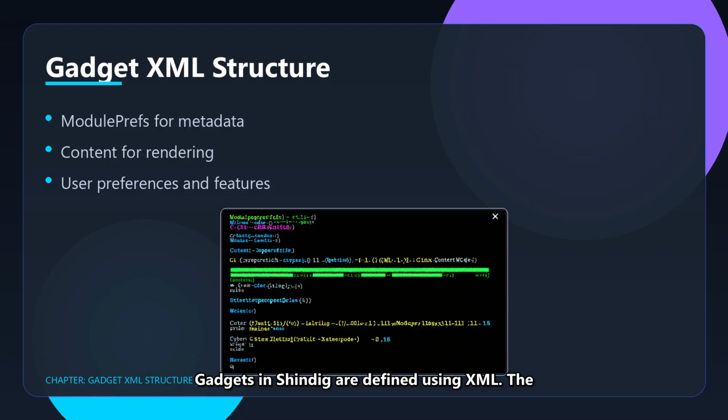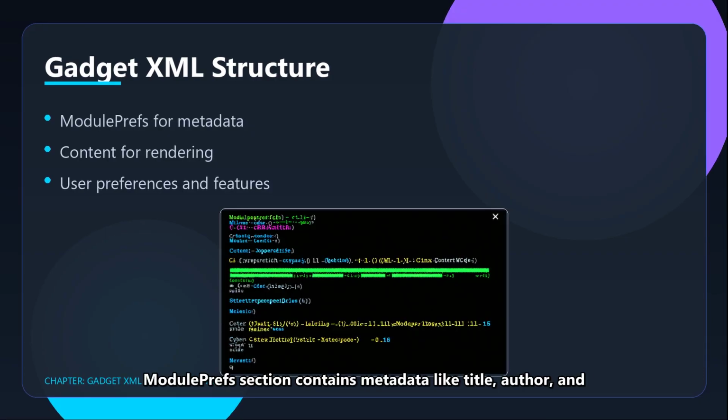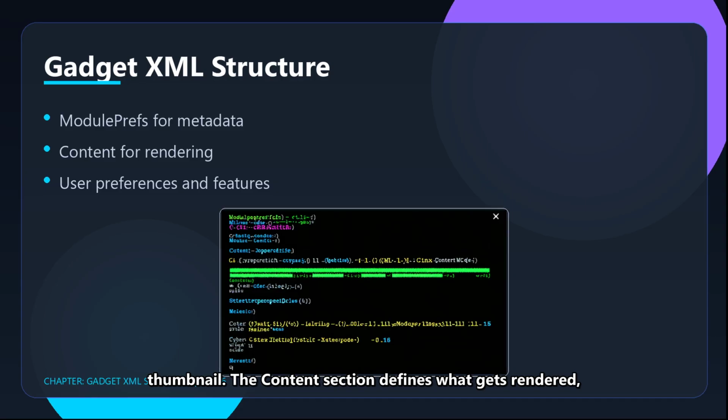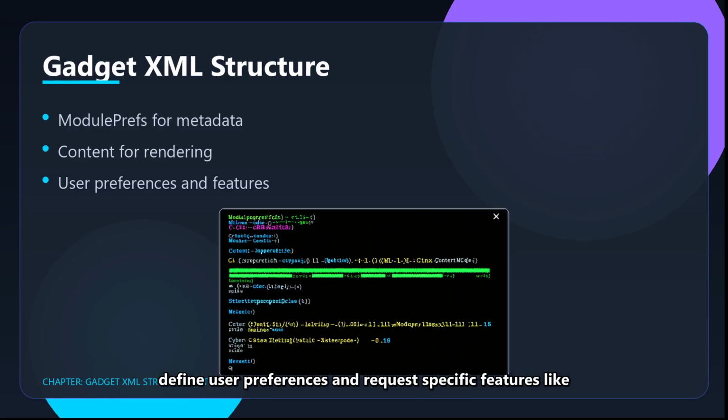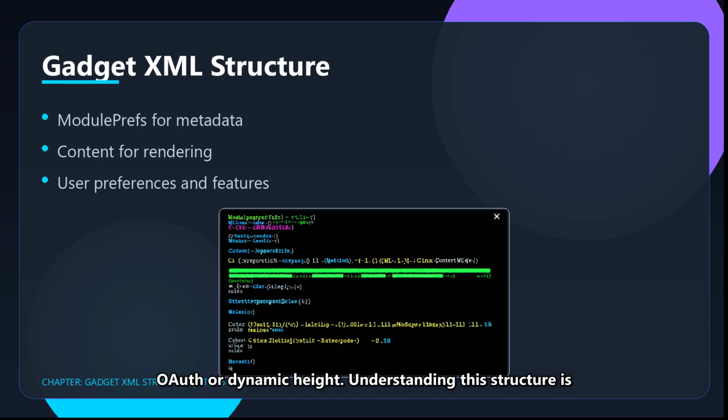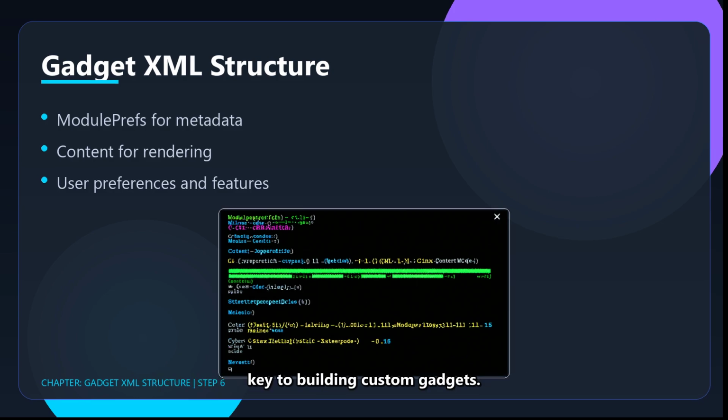Gadgets in Shindig are defined using XML. The module prefs section contains metadata like title, author, and thumbnail. The content section defines what gets rendered, including HTML and embedded scripts. Gadgets can also define user preferences and request specific features like OAuth or dynamic height. Understanding this structure is key to building custom gadgets.